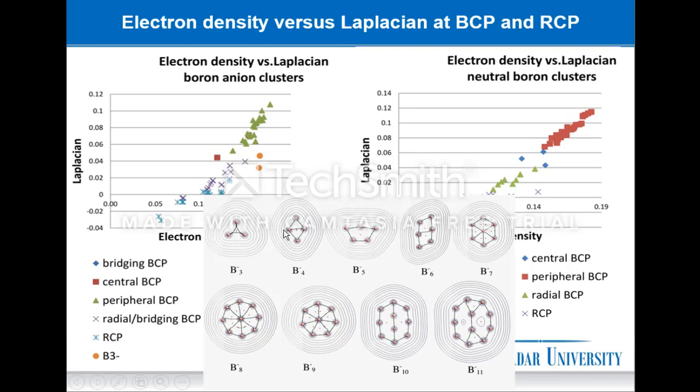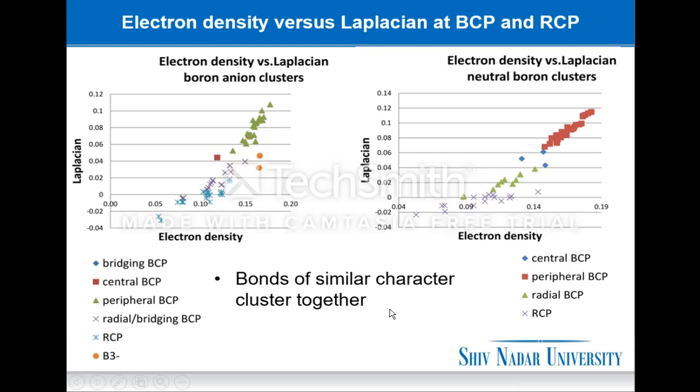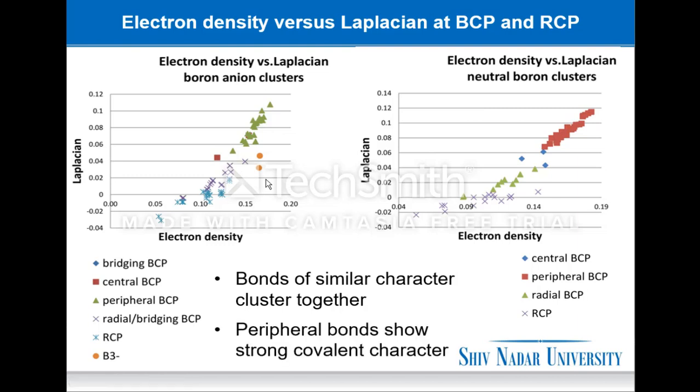The bridging bonds are the ones across the ring. Radial bonds are the ones connecting the central atom to the atoms in the circumference, and central bonds are the ones wholly within the ring. We immediately see that bonds of similar character cluster together, and also that the peripheral bonds show strong covalent character with high electron density and high Laplacian.